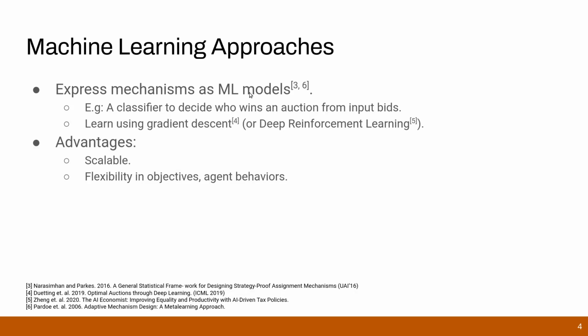Many of these approaches use machine learning where the mechanisms are expressed as models. For example, a classifier that decides who wins an auction. These models are learned using usual gradient-based techniques, including deep reinforcement learning. These approaches have the advantage of being scalable and allow for flexibility in objectives and behavioral assumptions.